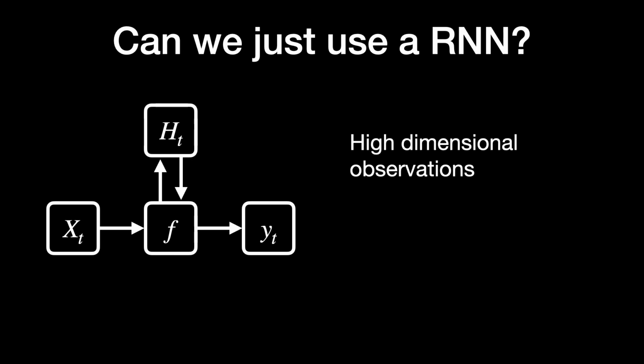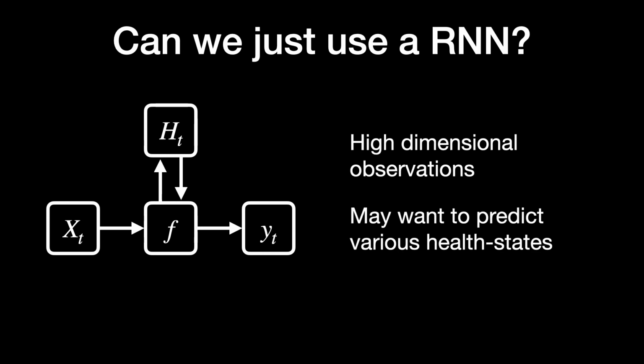Well, unfortunately, our observations are very high dimensional, and we may want to be able to predict several different health statuses or things in addition to the health state that we are working on at the current moment. So we can't just use a simple RNN. And we'll talk about how we alleviate these with our formulation.